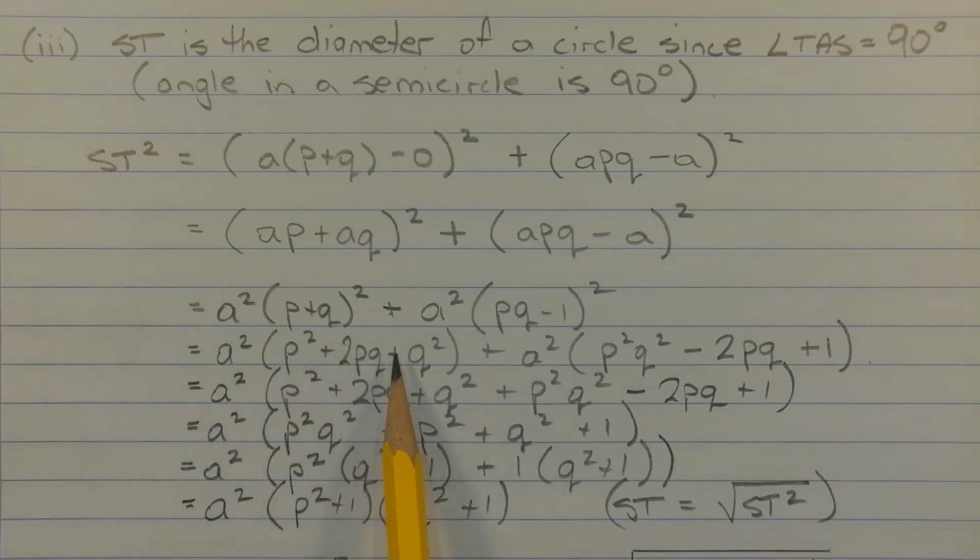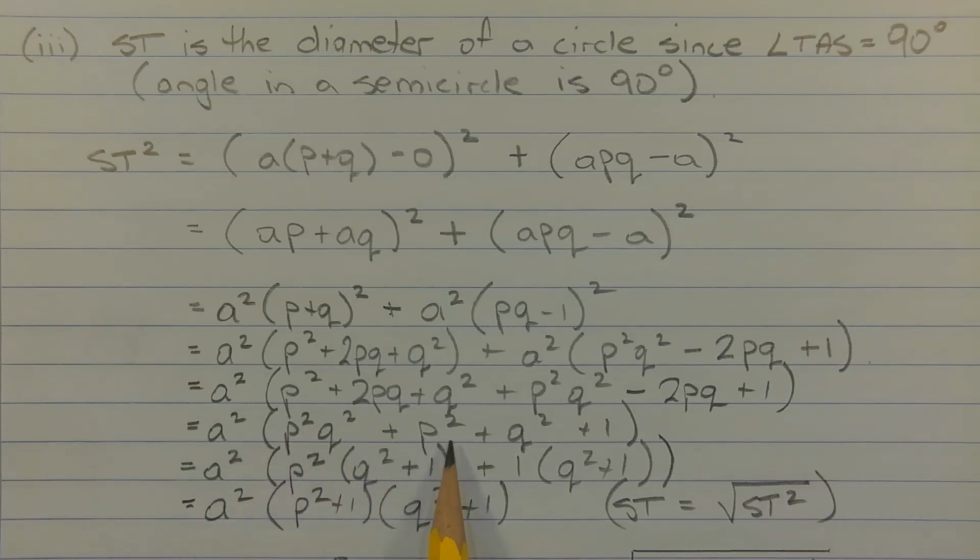So we can expand the brackets here and here. We can factorise out a squared here and here as well. So combining everything all in one bracket with the a squared on the outside, we get a squared times (p squared plus 2pq plus q squared, that's from this bracket here, plus p squared q squared minus 2pq plus 1), and that's all in brackets. So we have a plus 2pq here. We'll cancel with negative 2pq here to give us 0. So we're left with ST squared is equal to a squared times (p squared q squared plus p squared plus q squared plus 1).